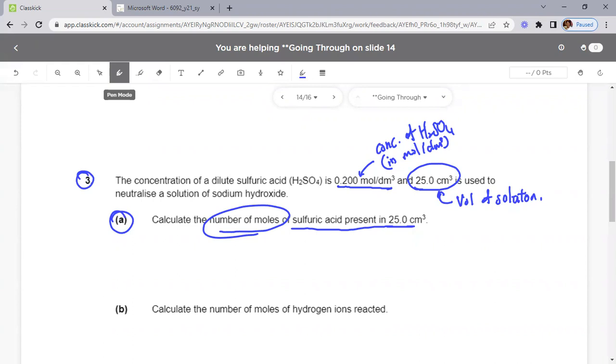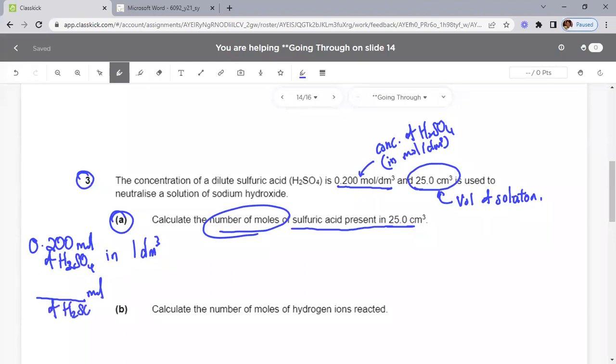To understand this, 0.200 mole per dm cube actually means that in 1 dm cube of solution there's 0.200 mole of H2SO4. So think proportion. 0.200 mole per dm cube tells you that there's 0.20 mole of H2SO4 in 1 dm cube. Then they tell you 25 cm cube is used. So the question is, how many mole of H2SO4 is in 25 cm cube?